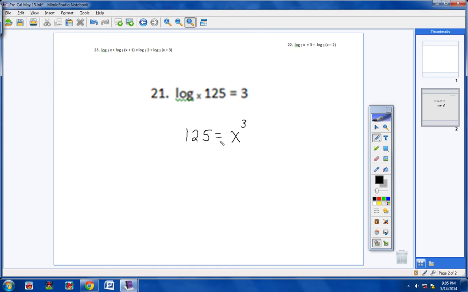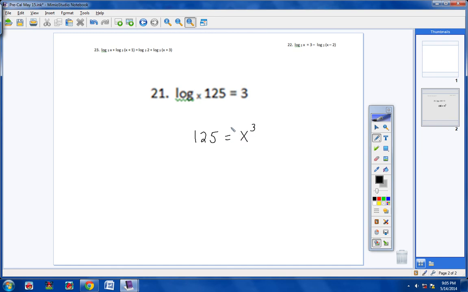Now, students, please don't get confused. If you had 3 to the x power, then you would have to take the logarithm base 3 of 3 to the x and take the logarithm base 3 of 125. But this isn't what you have. You don't have an unknown in the exponent. You have an unknown in the base. You have 125 equals x to the third power. And we know how to solve these.